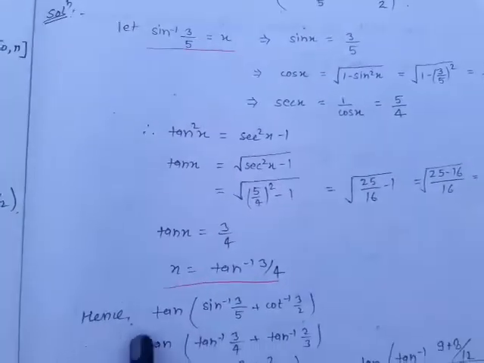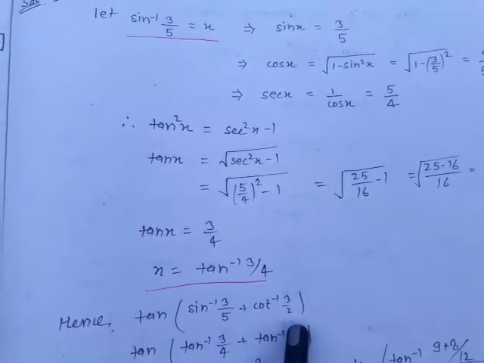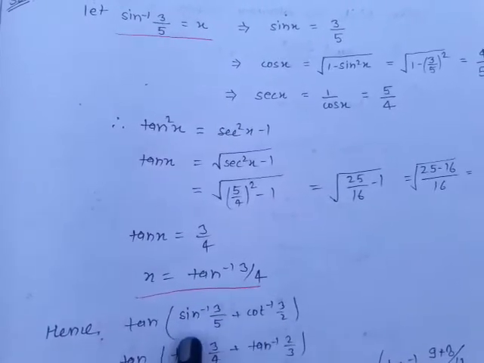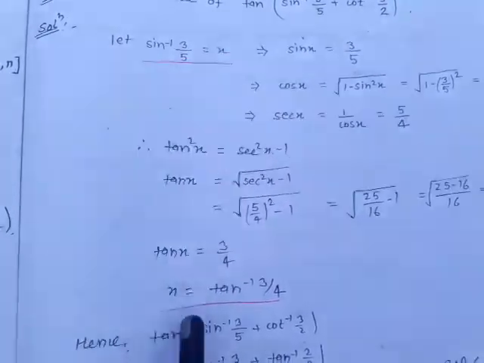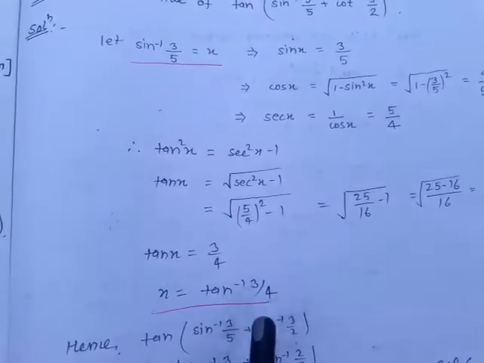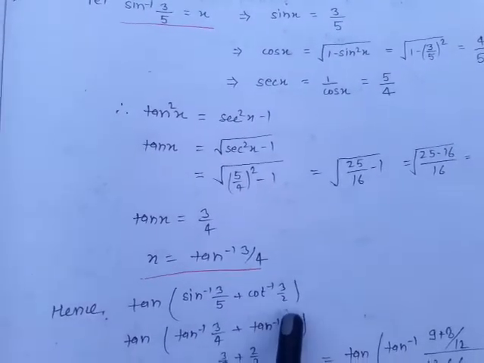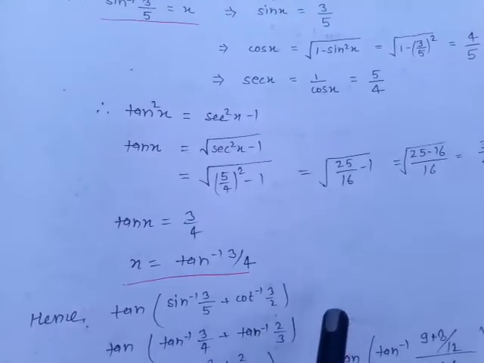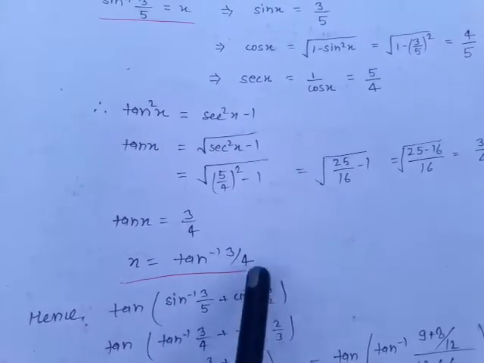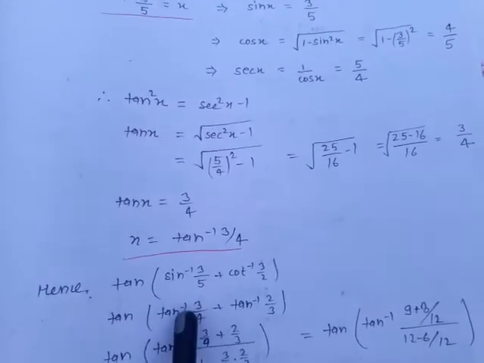Now the given question is tan(sin inverse 3/5 + cot inverse 3/2). Both internal terms we convert in terms of tan. Now sin inverse 3/5 we assumed as x, and the value of x is tan inverse 3/4. So this converts into tan inverse 3/4, and cot inverse 3/2. We know that cot inverse x equals tan inverse 1/x. So this converts into tan inverse of the reciprocal of 3/2, which is 2/3.